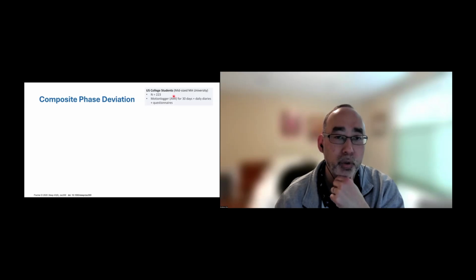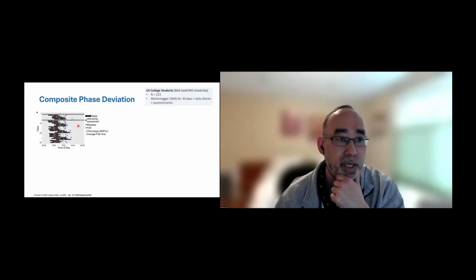She measured US college students, about 220. They wore the motion logger for 30 days. They filled out daily questionnaires and diaries. So the actigraphy determines the time of sleep. The students on a daily basis had to describe their well-being and also describe when their first social event was.